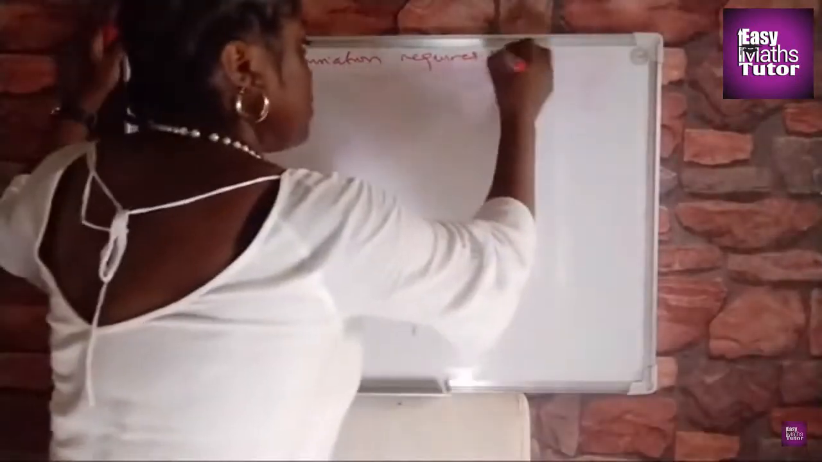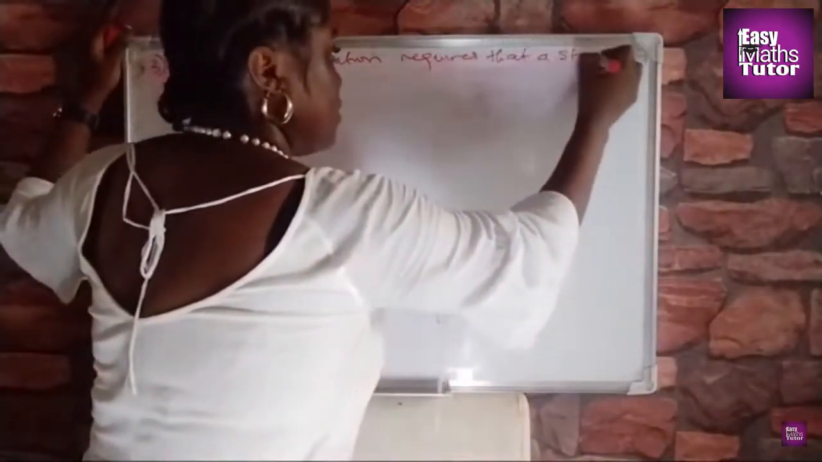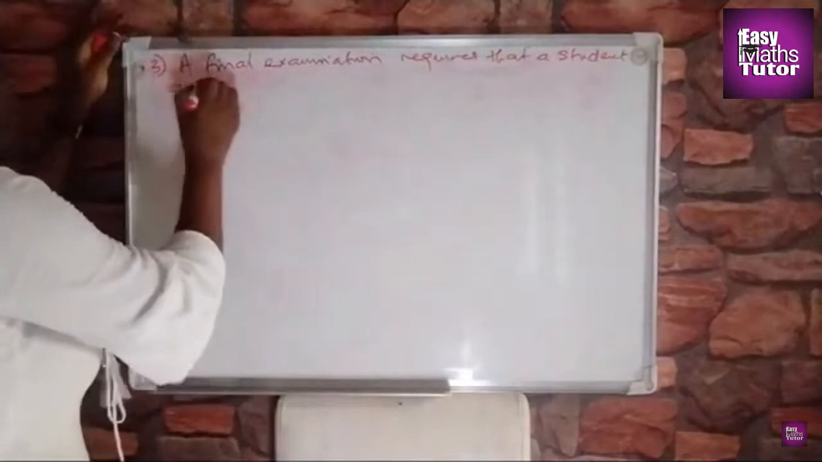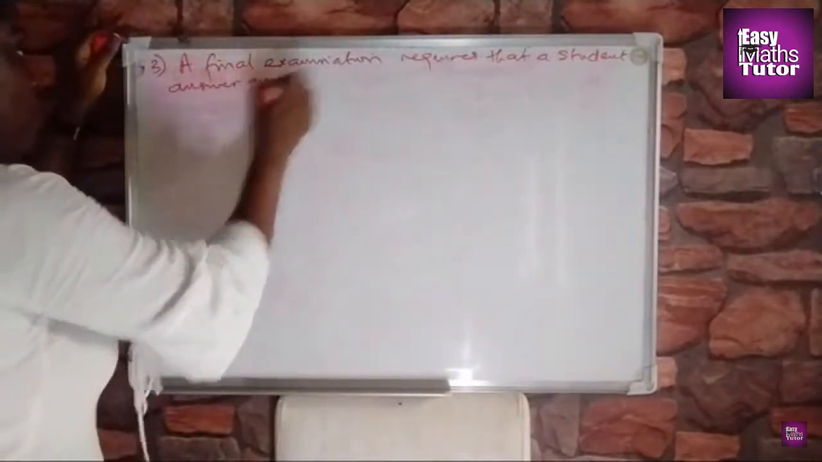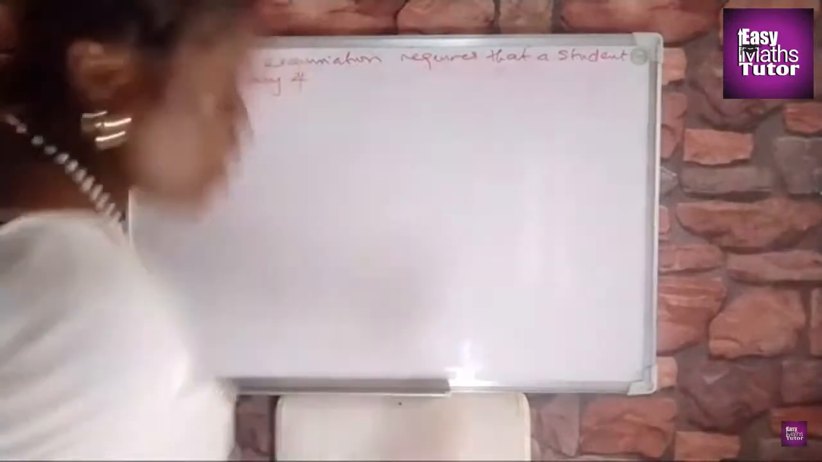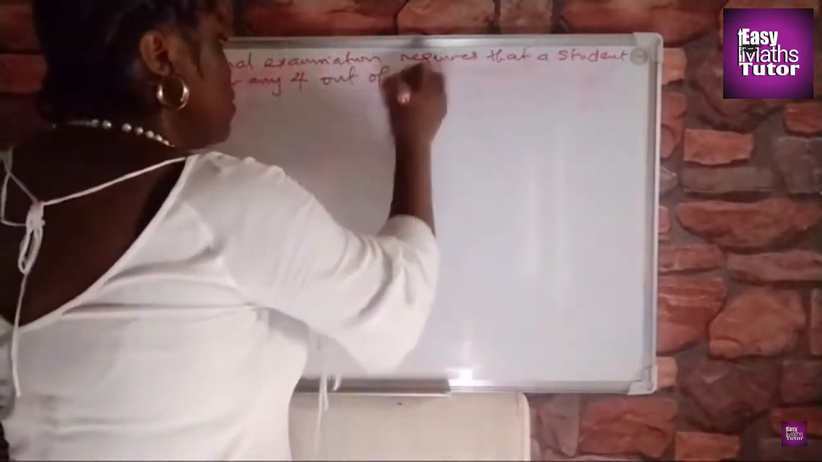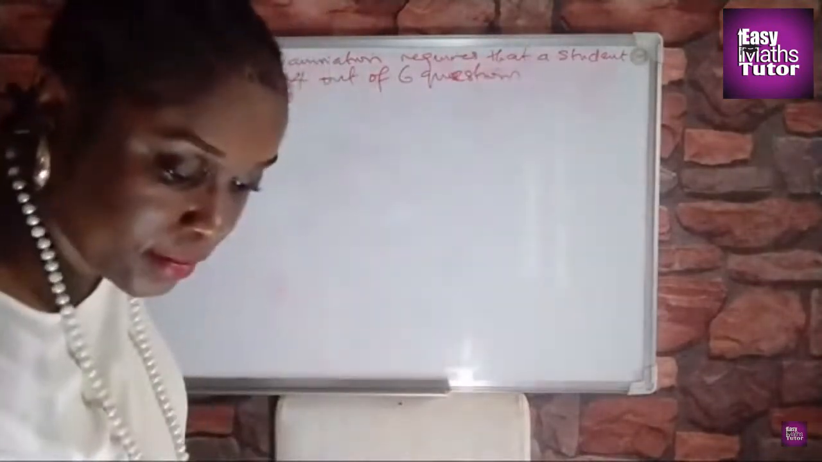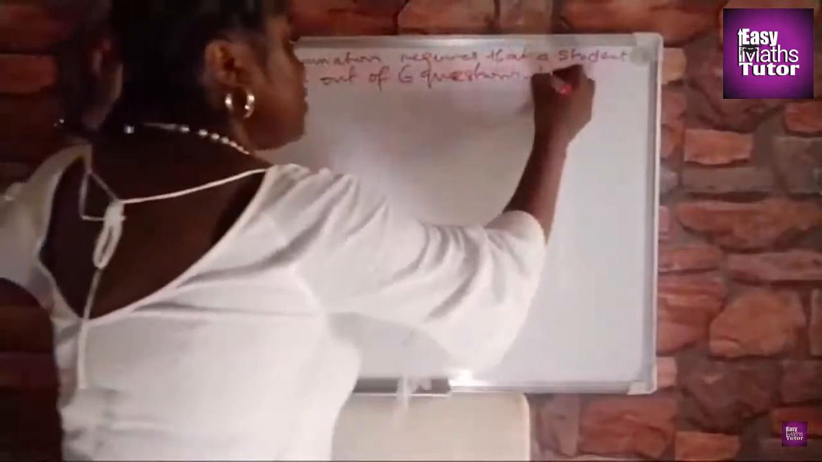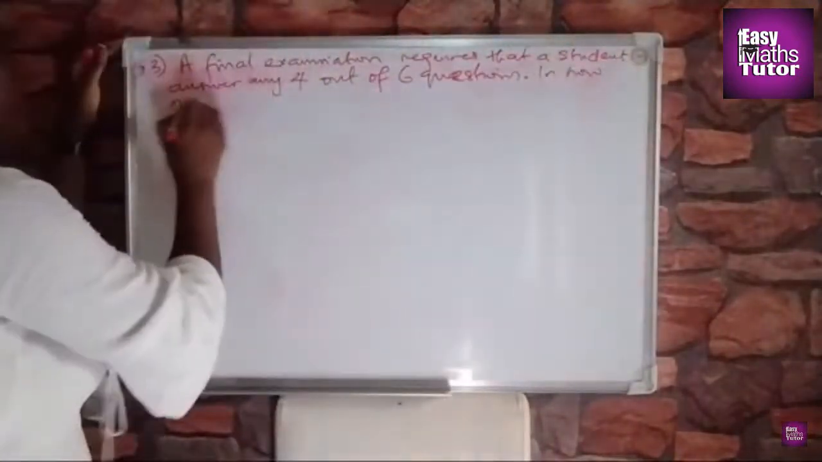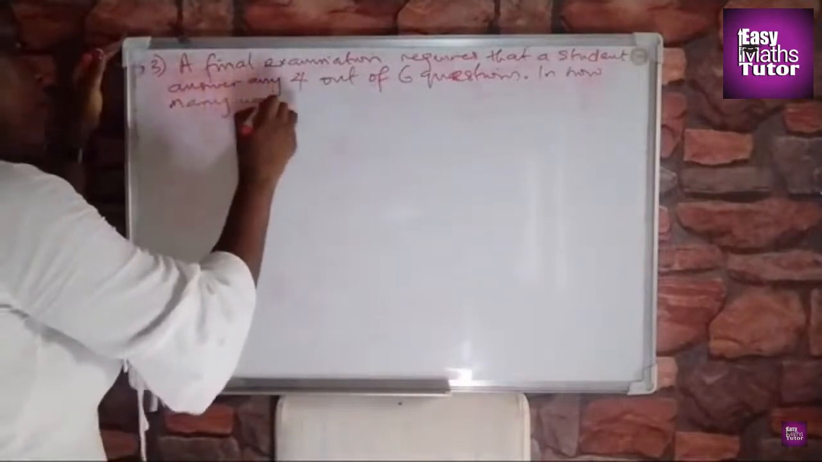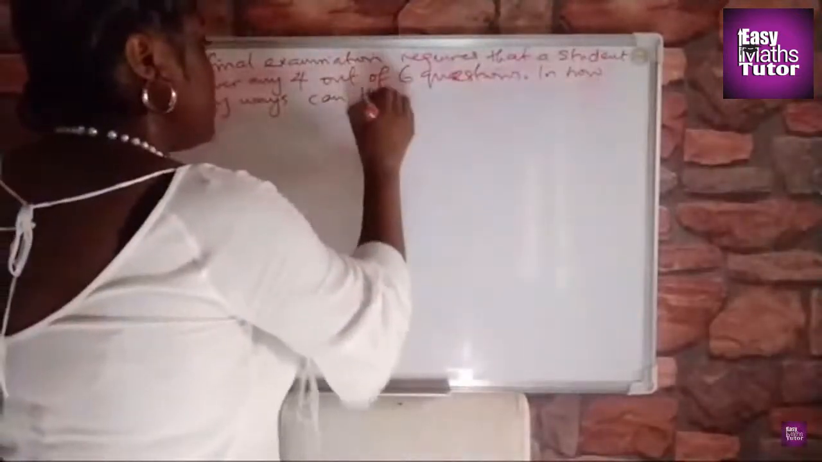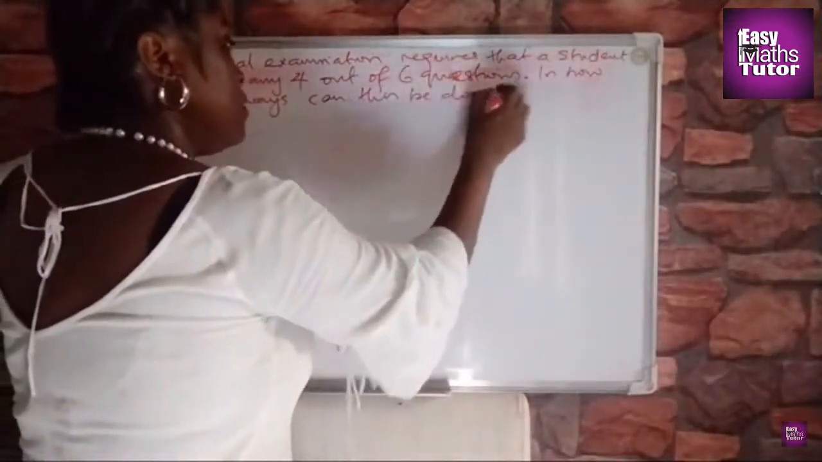A final examination requires that a student answer any 4 out of 6 questions. In how many ways can this be done?